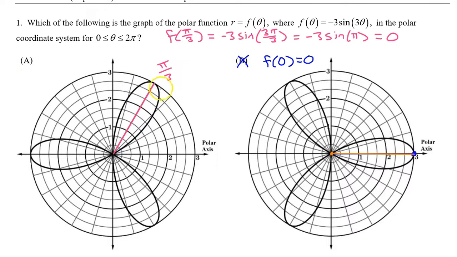For option A, we see an r value of 3 at pi over 3, not 0. So A is out. Again, it doesn't matter that there's also a 0 here. That could come from any angle. At pi over 3, f is only giving us an r value of 0, not 3, which we plainly see. So A is out.